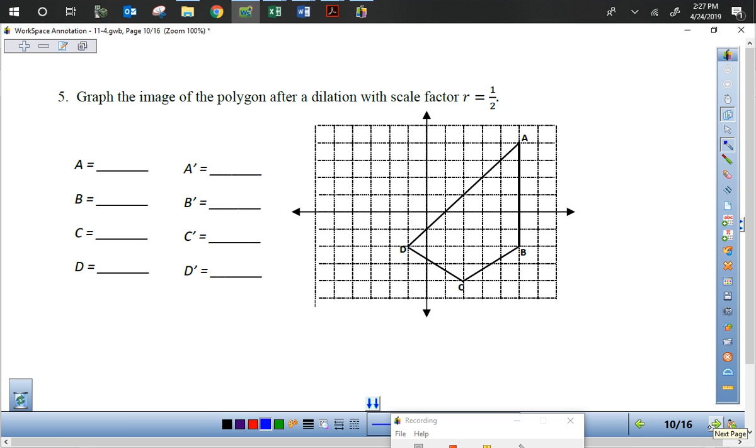Last one here, I've already graphed it for you, so let's go ahead and highlight that and write our ordered pairs. The first one, we're going to the right 5 and up 4. B, we're still going to the right 5, but now going down 2. C, we're going to the right 2 and down 4. And D, left 1, down 2.